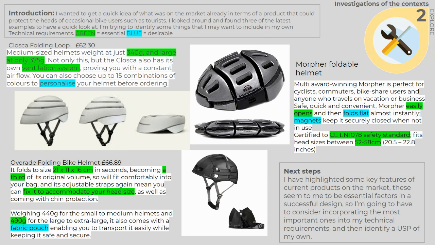In blue, you've got more things that you might consider to be a unique selling point, such as one of them folds completely flat, one can be personalized, and one has its own fabric pouch that you can easily carry it around with. So now I know that these are key features of current products on the market, and some of them seem to be quite essential factors in a successful design. So I'm going to have to consider incorporating the most important ones into my technical requirements, and then identify a unique selling point of my own. So that would be a kind of overview type product analysis page.